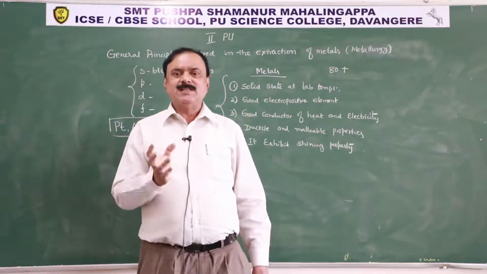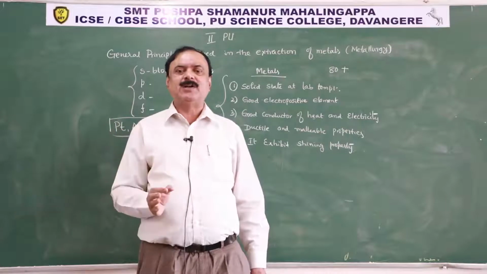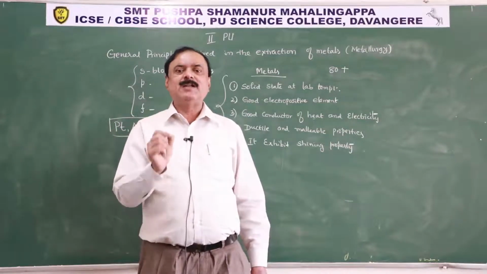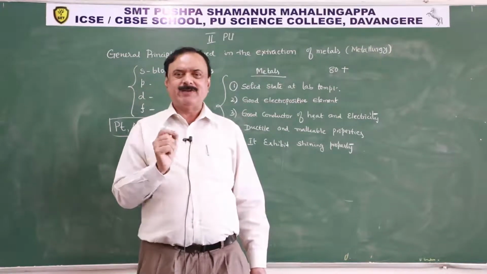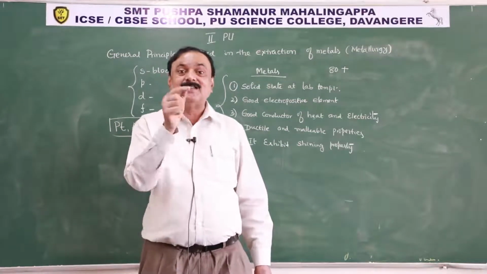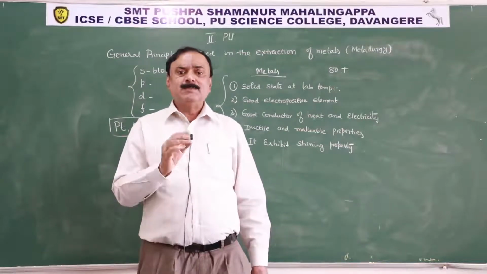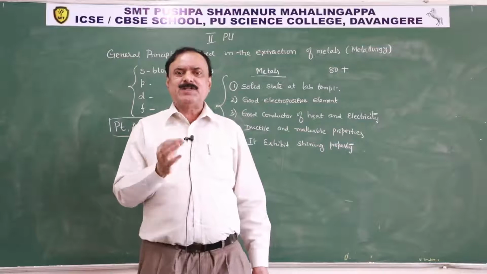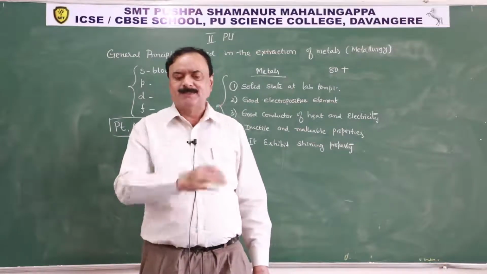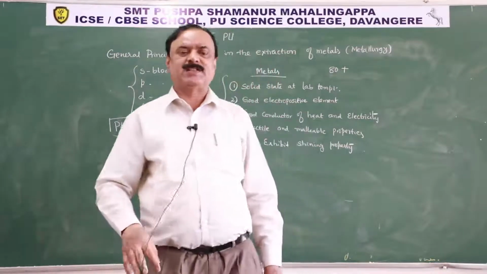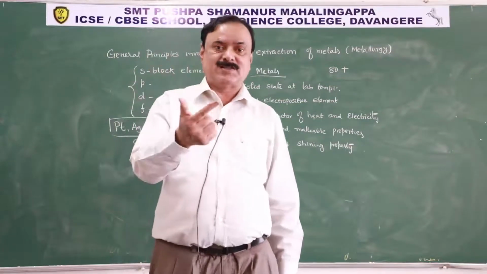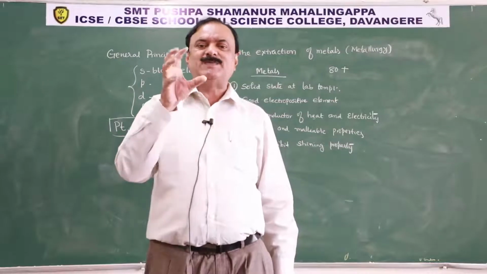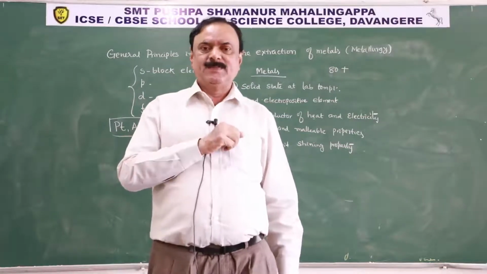The group number 1 metals are called alkali metals. Group number 2 metals are called alkaline earth metals. Why do we use the word alkaline earth metals? Because they occur on the surface of the earth crust. Beryllium, magnesium, calcium, strontium, barium occur on the surface of the earth crust in the form of the respective carbonates, in the form of the respective bicarbonates.